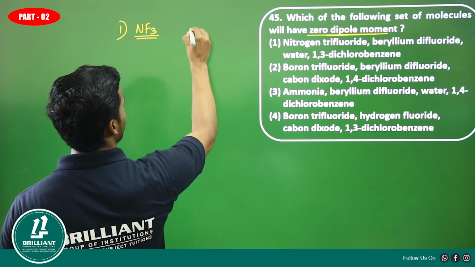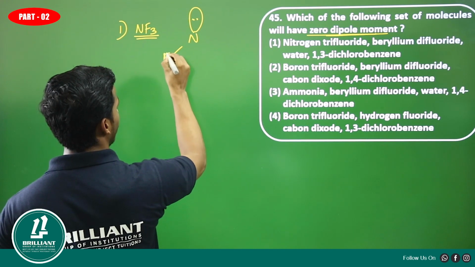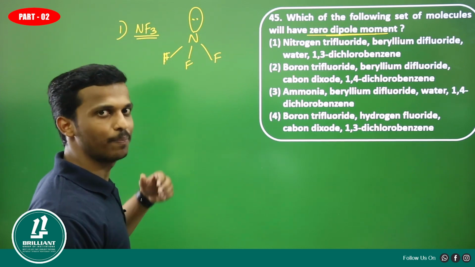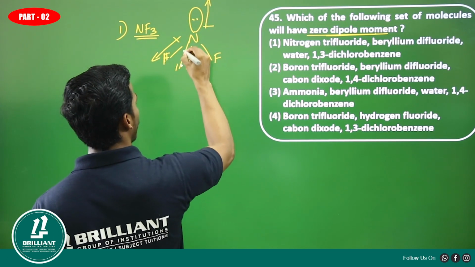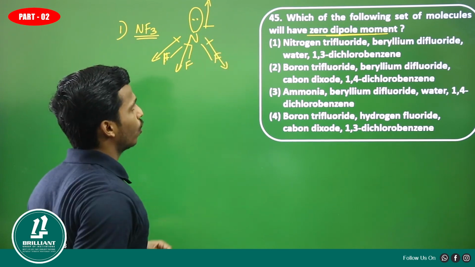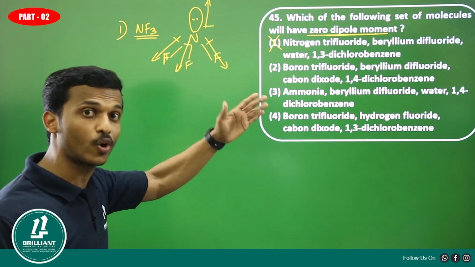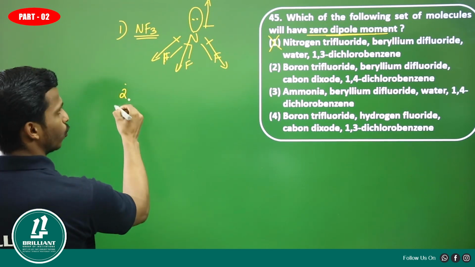NF3, what is the geometry, students? It has a trigonal pyramidal geometry, right? Trigonal pyramidal geometry. It has a dipole moment. You know very well, right? So we cannot consider option number 1. The question is which has zero dipole moment. So not option 1. Let's go to option 2.